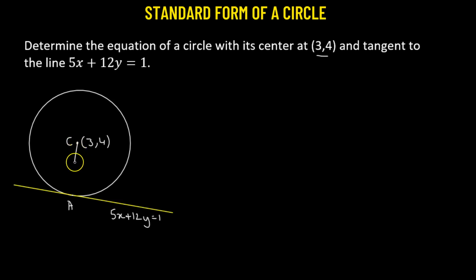What we'll do? We'll do a construction here. We'll drop a perpendicular from the center C to the line meeting it at point A. So CA is going to be perpendicular to the line. Now, we have the line given here. The equation of the line is given by 5x + 12y = 1.